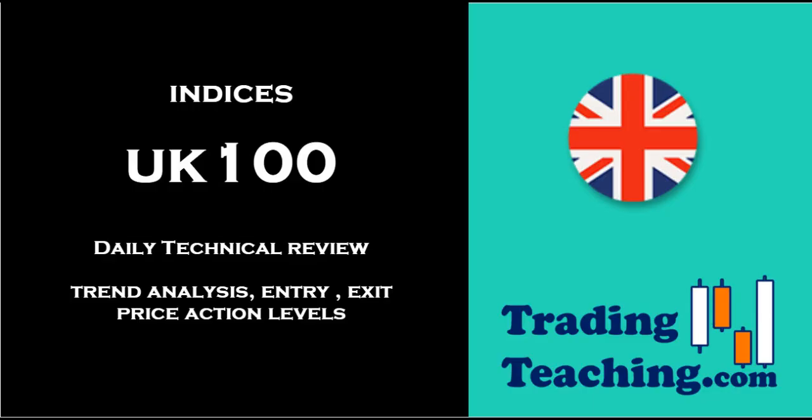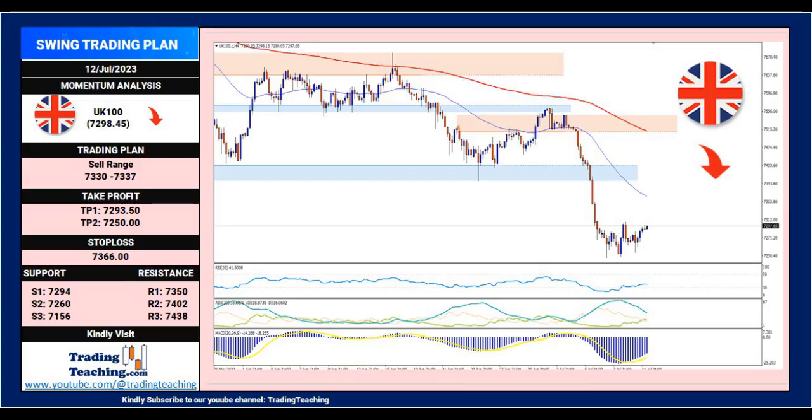UK 100 technical view. The current UK 100 price is 7,298.45. The technical analysis forecast for the next 2 to 3 days suggests a favorable downtrend for UK 100. The 7,330 to 7,337 price zone is a good area to sell short, with an expected downside of 7,293.50 and 7,250.00. If market behavior changes, stops should be placed at 7,366.00 to control the risk.